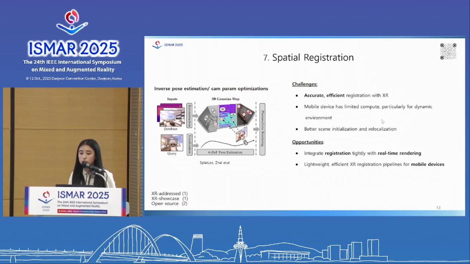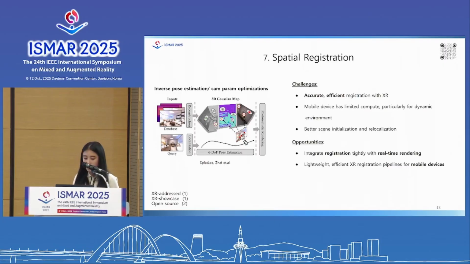Regarding spatial registration, which is primarily about inverse pose estimation and camera parameter optimization, it is important to obtain accurate and efficient registration within a mobile XR device, and so here it presents an opportunity to integrate spatial registration tightly with real-time rendering for mobile devices.